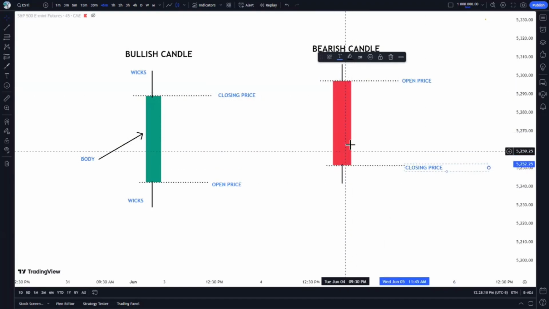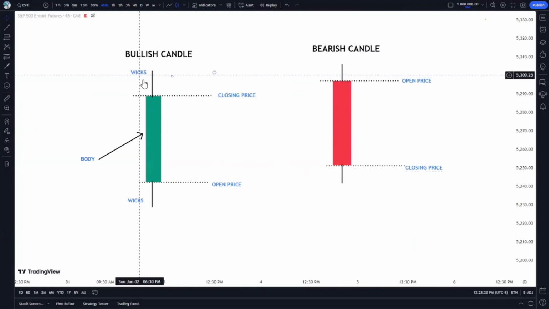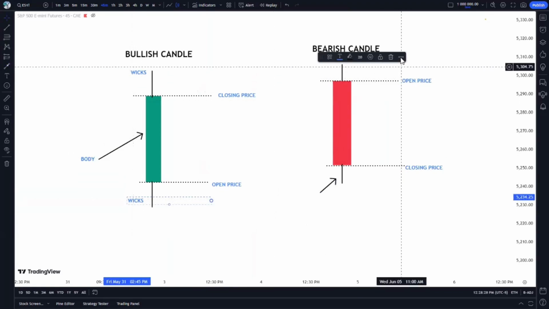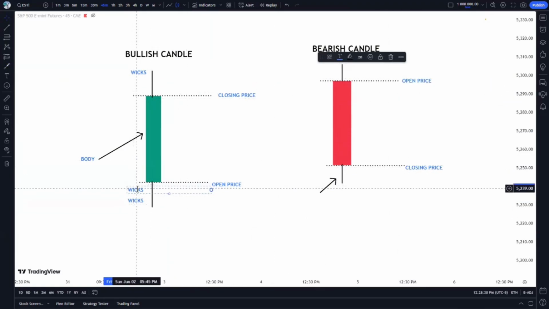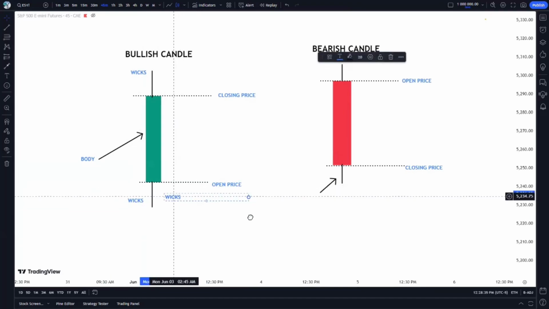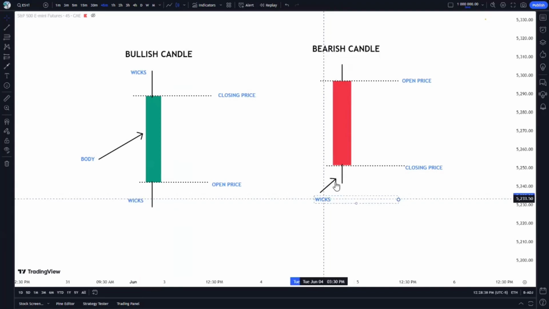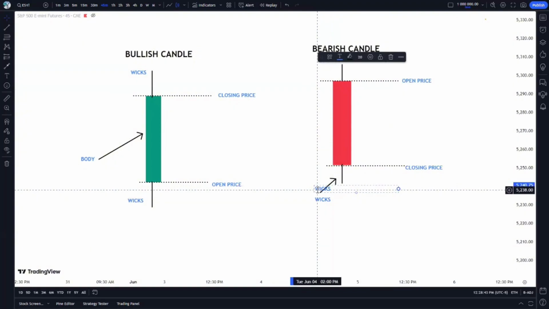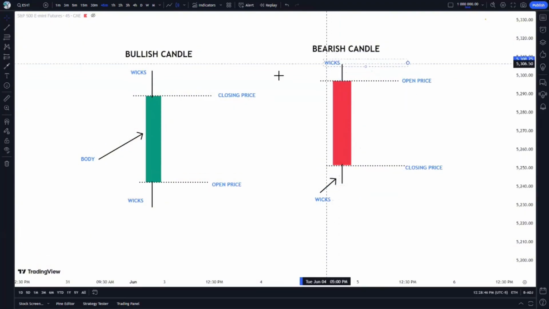So you would see, remember the closing price. So on, let's say this was a 5-minute candle, this would be the opening price, this would be the closing price, and remember these are the wicks. These are the wicks. So the wicks at the top, and we also have the wicks at the bottom. And remember the body now.